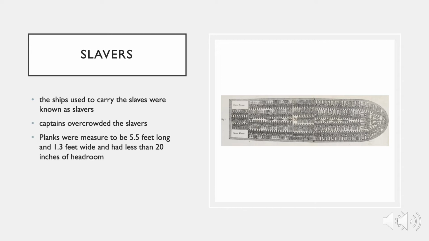The ships used to carry the slaves were known as slavers. The captains often overcrowded the ships to try and fit as many slaves onto one ship as possible. A ship that was designed for 450 slaves would carry about 600 slaves. The planks on these ships were measured to be 5.5 feet long and 1.3 feet wide and had less than 20 inches of headroom. These planks were stacked above and below decks. It is said that dead bodies have more space in a coffin than the enslaved Africans had on these ships.